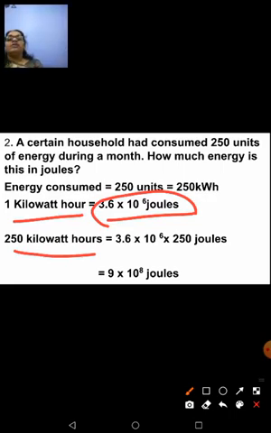1 kilowatt hour is equal to 3.6 into 10 raised to 6 joules. So you multiply this 3.6 into 10 raised to 6 joules with 250, because you are converting 250 units, which is 250 kilowatt hour, into joules. So you have to multiply 250 by 3.6 into 10 raised to 6, which will give you 9 into 10 raised to 8 joules.